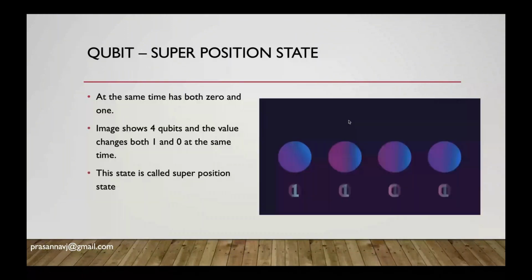So this here is an example of how four different bits, or four different qubits, are continuously changing their value when they are in the superposition state. When they are in the superposition state, this is the basic premise of a qubit. That is the basic premise of your quantum computers as such.